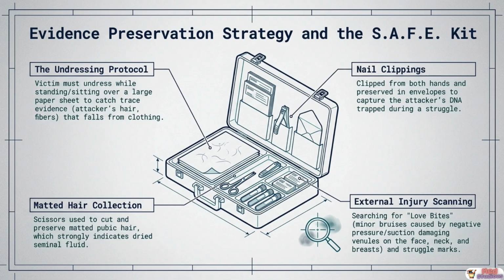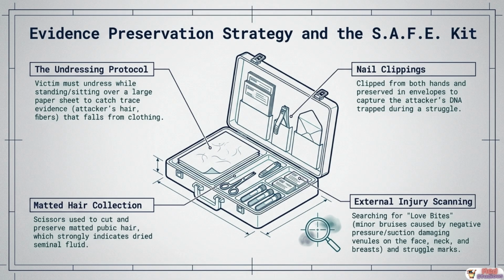The matted hair protocol involves the careful use of scissors to cut and collect matted pubic hair. Matted pubic hair strongly indicates the presence of dried seminal fluid, which acts as a biological adhesive. This specimen is a high-value forensic sample. Nail clippings are collected from both hands and preserved separately in labeled envelopes. During struggle, the victim may scratch the attacker, trapping their skin cells, rich in DNA, under the fingernails.